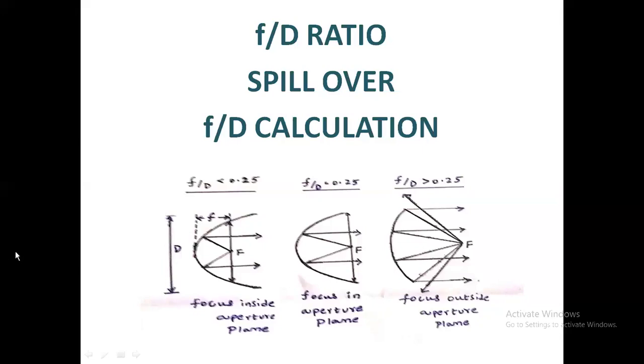Hi viewers, now I am going to discuss the topic F by D ratio, spillover and F by D calculation. So here, this is a continuation of the parabolic reflector antenna concept. Here, what is first the F by D ratio? We'll see. F is nothing but focal length and D is nothing but the diameter, or otherwise we can call it aperture width also. So we will see one by one.